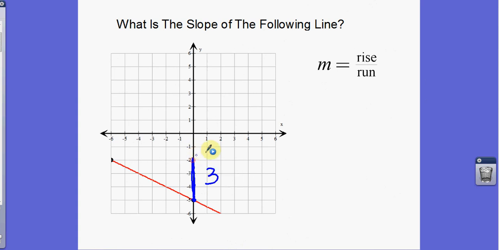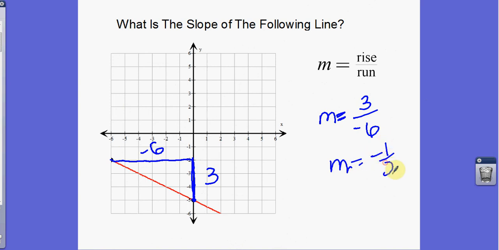Then I'm going to run second. I'm going to run over this way and hit my point, and let's see how many spaces I went. I went 1, 2, 3, 4, 5, 6 in the negative direction. So I'm going to put -6 right there for my run. So when I go to write my slope, I'm going to write M equals, my rise was 3, and my run was -6. Now I always want to reduce my fractions, so I'm going to make this -1/2 as my answer.